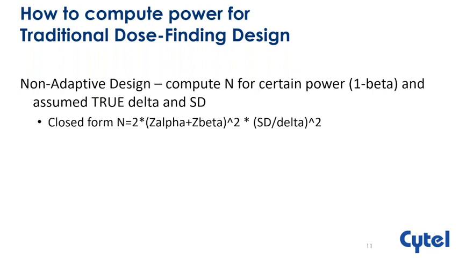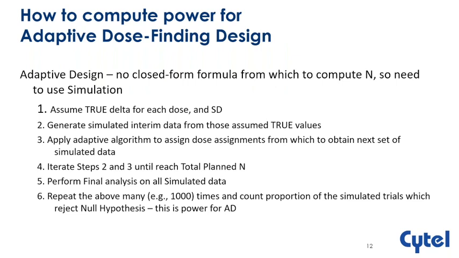Next, we're going to talk about how to compute power and other performance characteristics for adaptive dose-finding trials. We're all probably familiar with the traditional method of computing power for a non-adaptive trial. They're closed form calculations, and that makes computing power pretty straightforward once we have estimates of the variability and the target treatment effect. But for adaptive dose-finding designs, there are no closed form formulas from which to compute sample size.